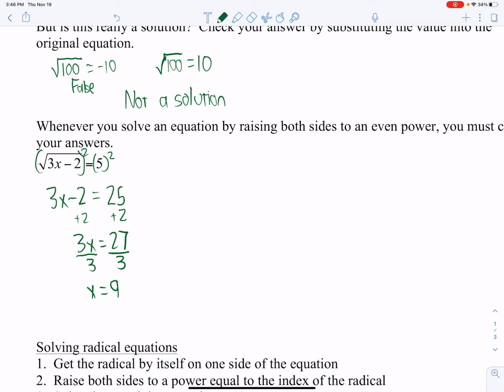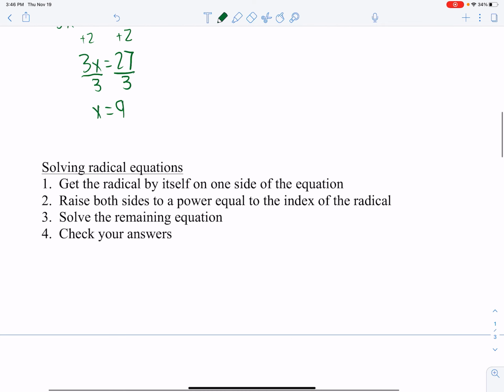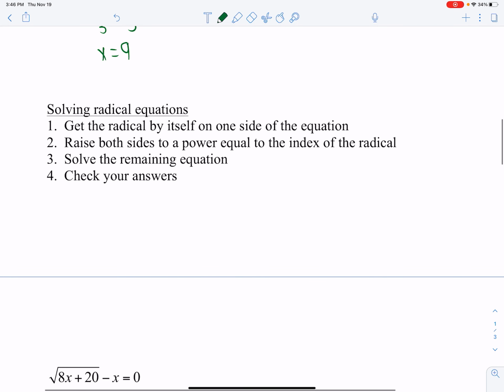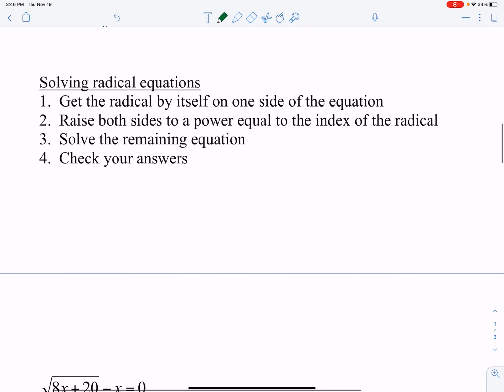So in general, here's the steps you're going to go through to solve all the equations in this section. Step 1 is get the root by itself on one side of the equation. Just like factoring, you have to move everything to one side and get it equal to 0. Here, you want the radical by itself on one side and everything else on the other side.